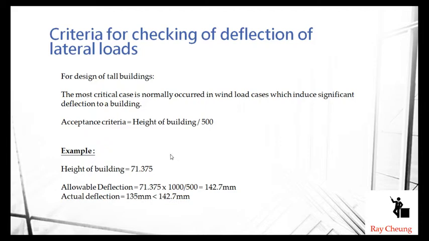In Hong Kong, the acceptance criteria for the lateral deflection is the height of the building divided by 500. For example, if we have a building of about 71 meters, and we divide by 500, we can see the allowable value for the deflection is 142 mm. And for this example, the maximum deflection is 135. It means we can say this building is accepted and complies with the lateral deflection.